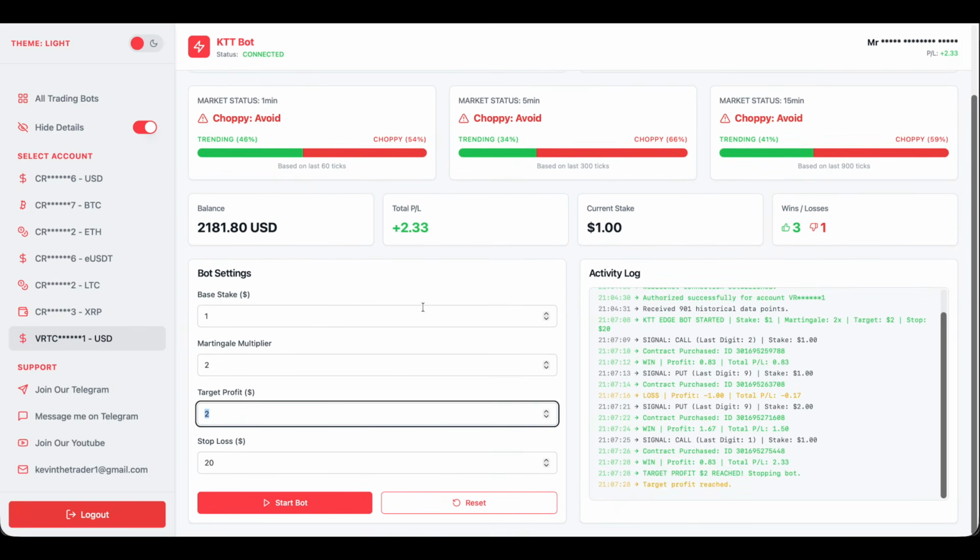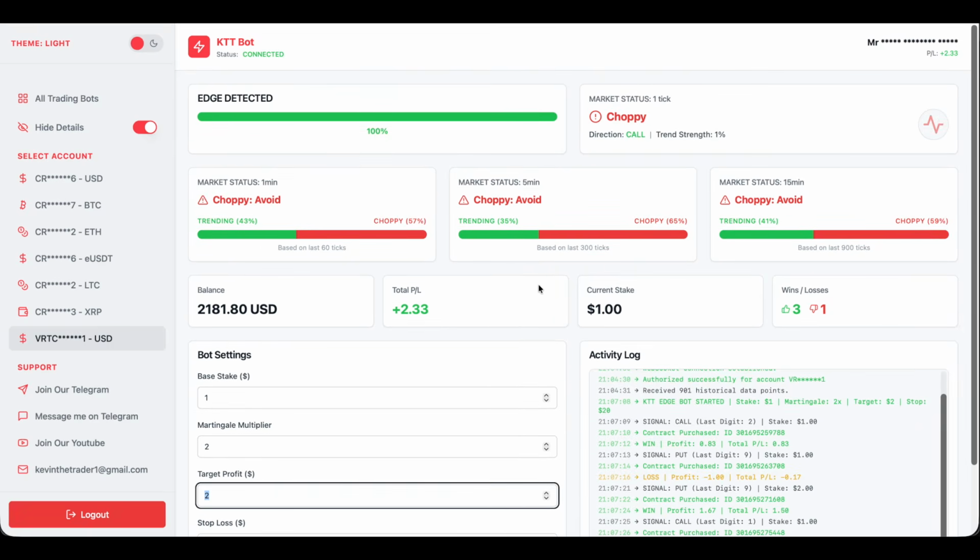So when using this bot, you don't have to wait for maybe 10 or 20 minutes. What you should look for is this market status and this market status. If the market status is choppy here, and the market status here is less than 30%, or let's say it's 20%, and here is 20%, and here is 20%, or something of the sort, then you don't have to activate the bot. Leave the market, go away, and come back later.